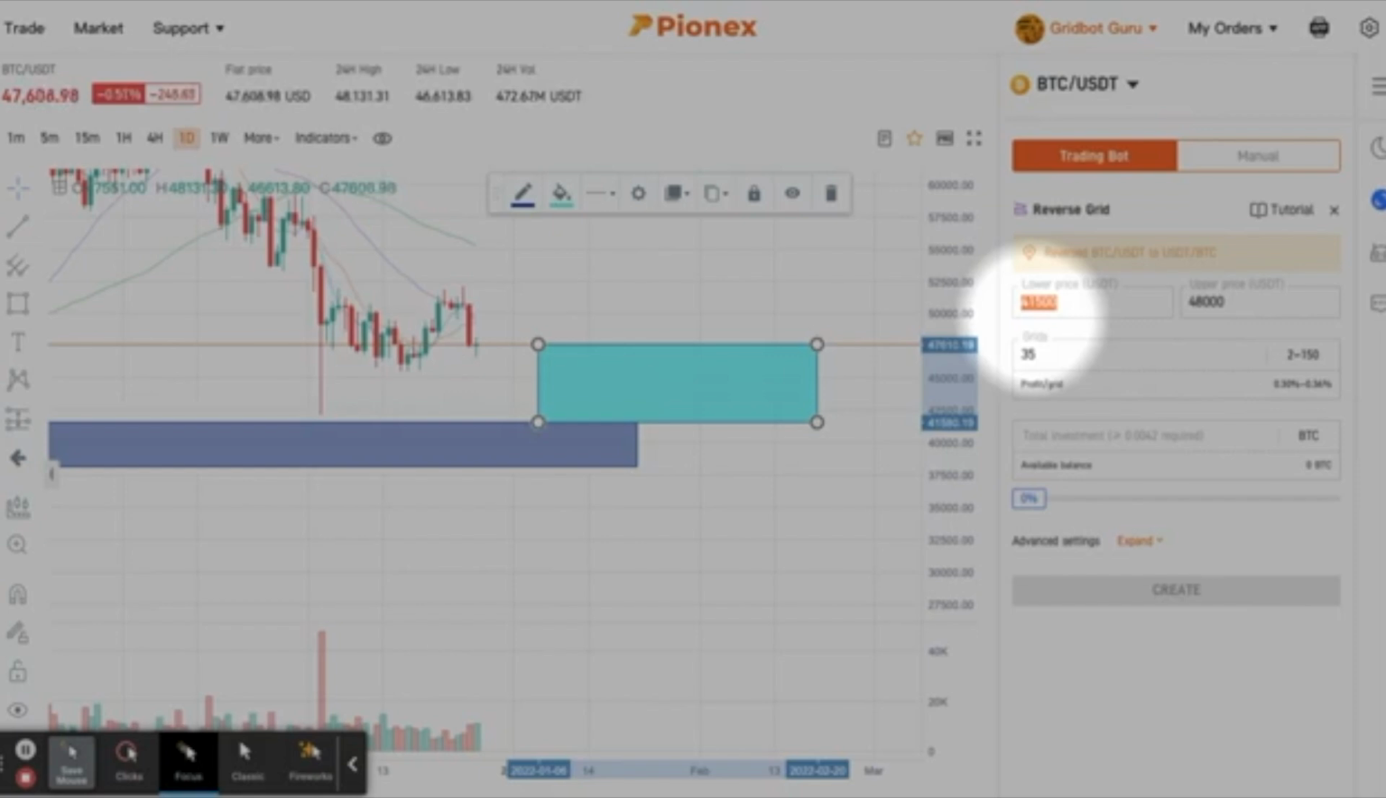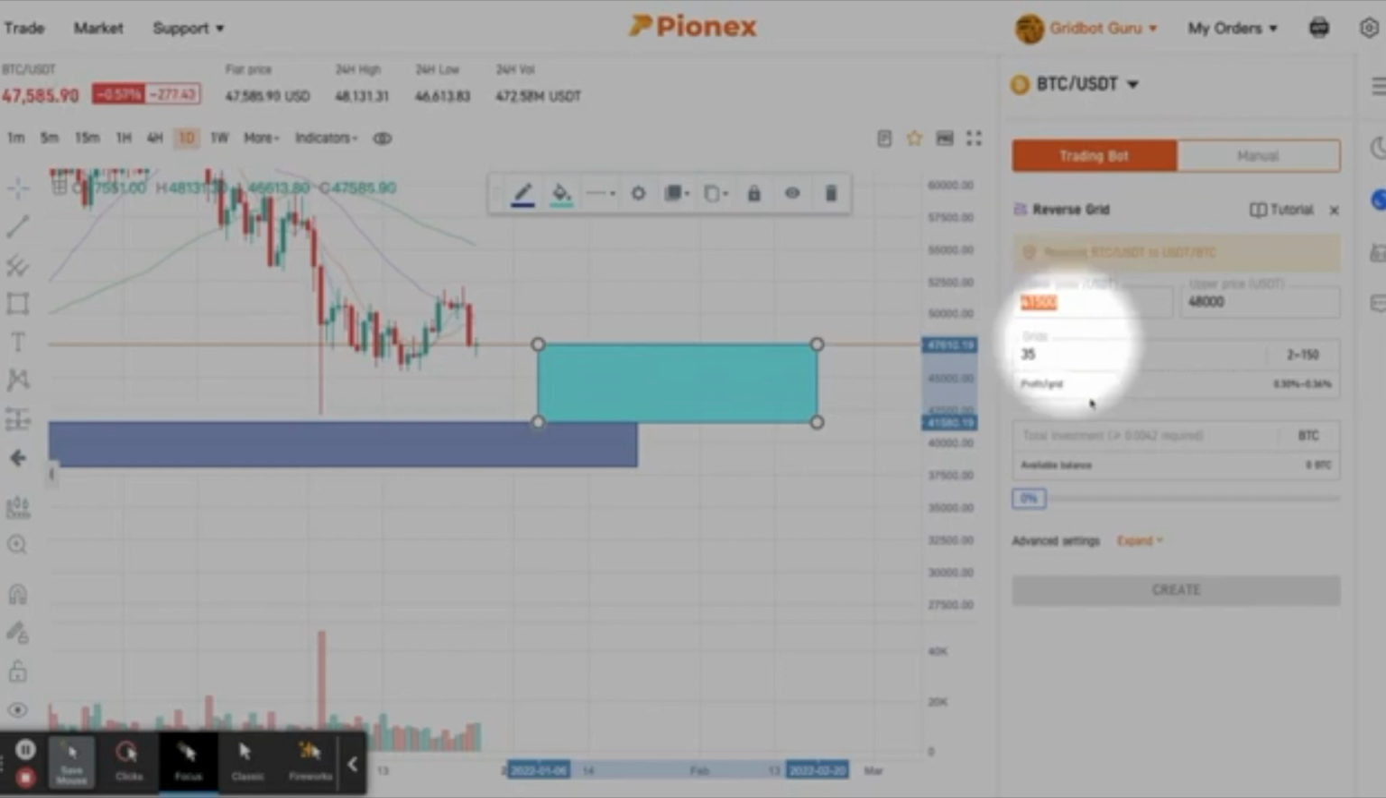Now, here's the other side of it. It runs exactly the same as a grid bot. I just said that it's going to sell enough to be able to buy all the way down to 41.5. It's exactly what a grid bot does. It buys all the way down to the lowest grid, and it sells all the way to the highest grid. The reverse grid does the exact same thing.